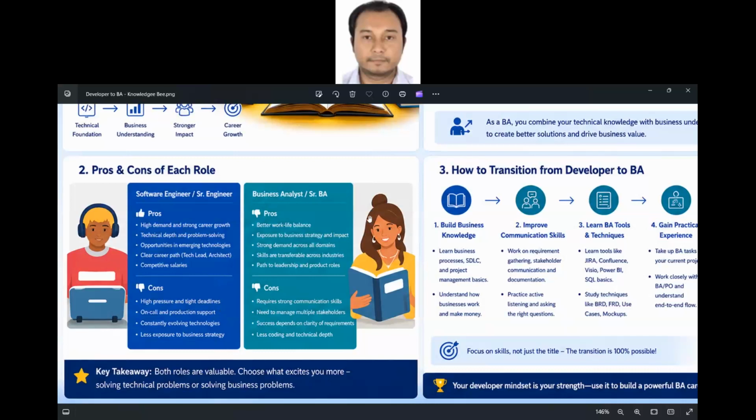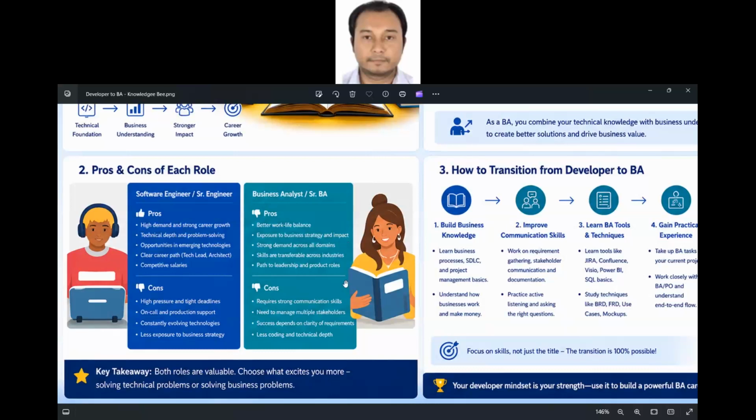Now, let us take a look at the business analyst role. The advantages include better exposure to business processes and strategy decision making, strong interaction with the clients and the stakeholders, skills that are transferable across domains and industries, opportunities to move into product management and consulting roles, and a broader understanding of the business operations.